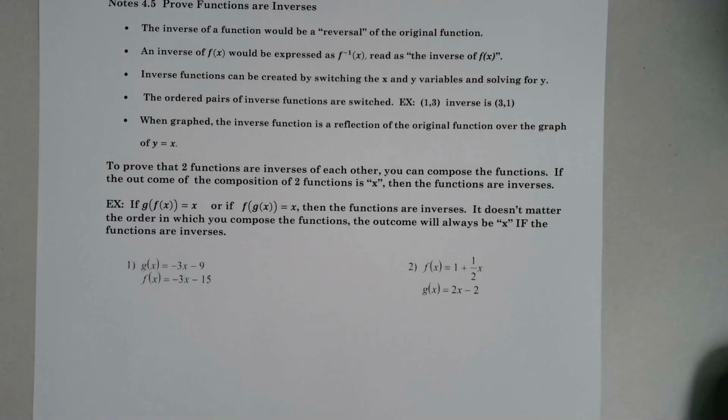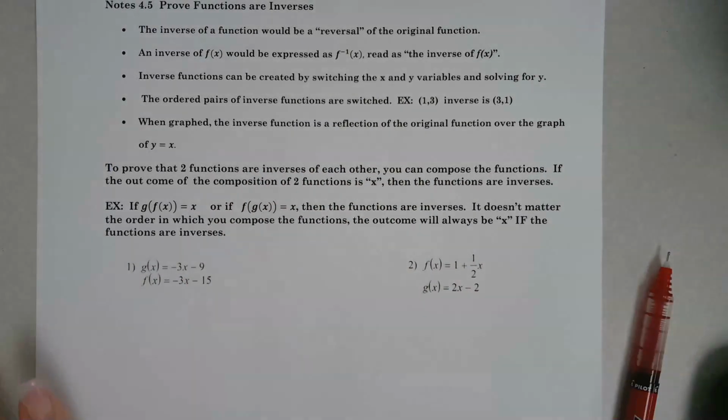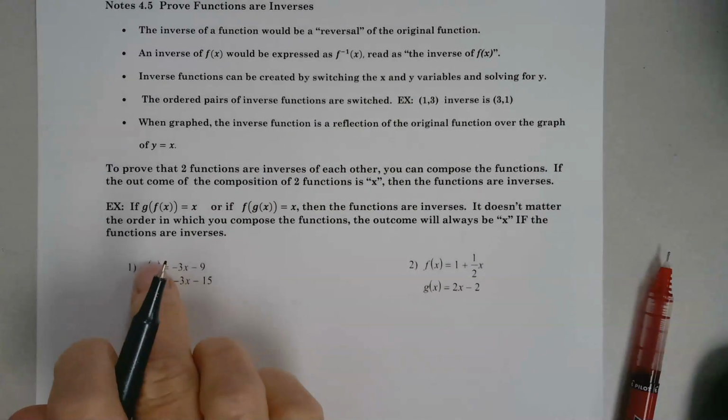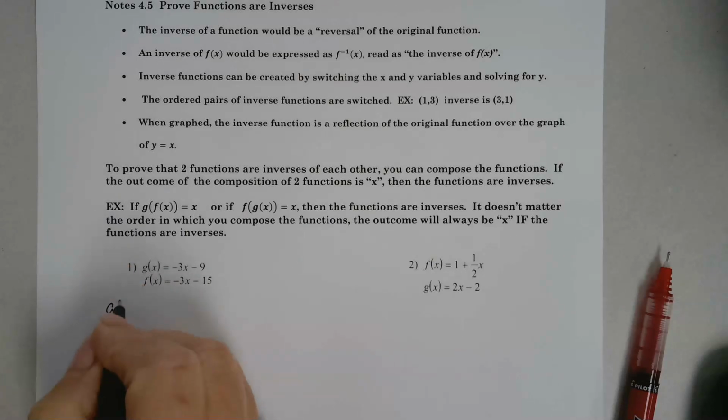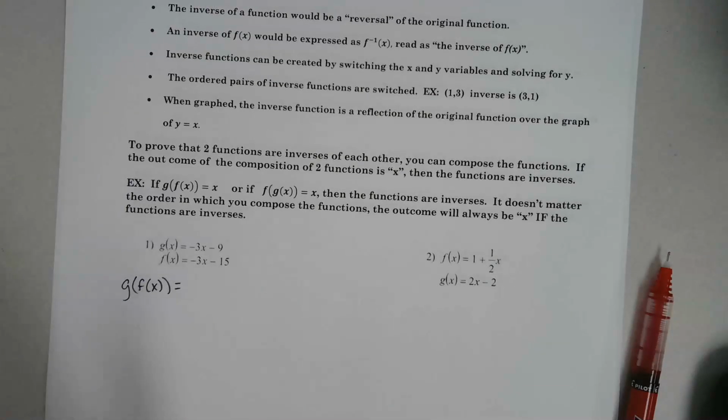Okay, so we're going to start with number one. In number one, we have g of x and f of x. I'm always going to do this consistently in this order. You do not have to, but I'm always going to start out writing this as my first function, this is my input function. It does not have to be in that order, but that's how I'm going to do it.